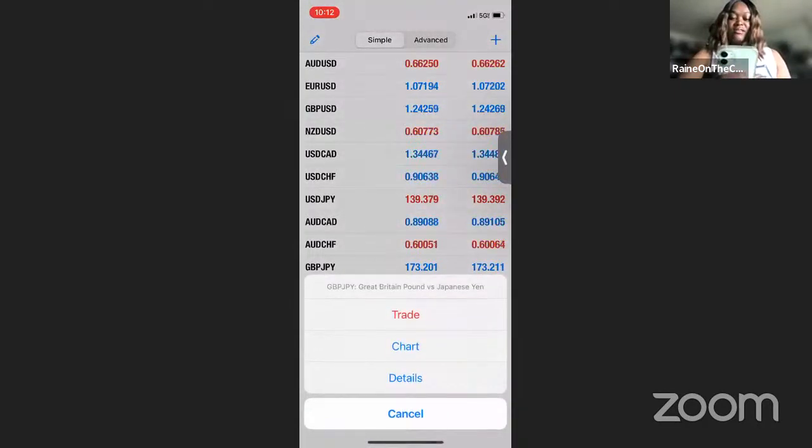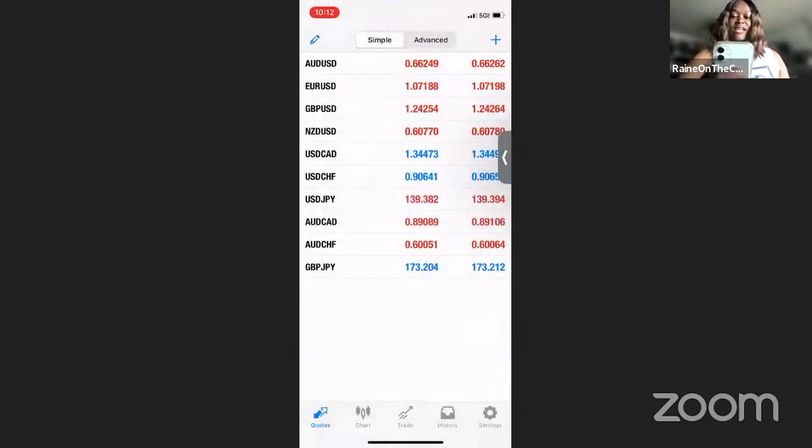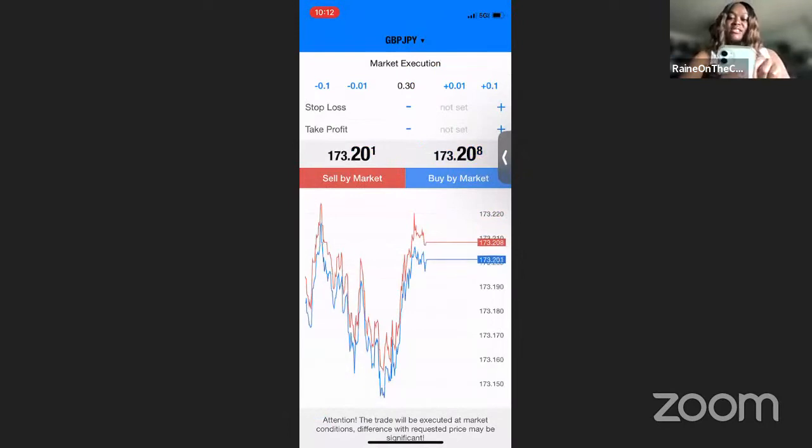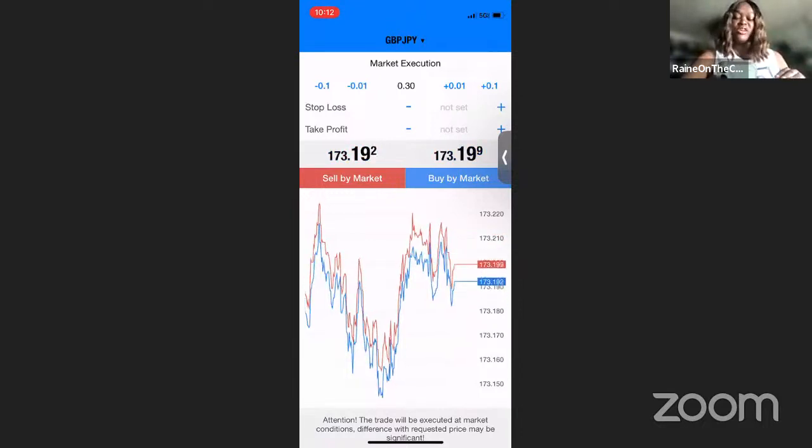So if I hit trade, that's what you want to hit. Market execution, the stop loss is there, the take profit, because market execution, as I explained in the previous video, means you're going to hit that sell or that buy button at current market price as is. You're just going to enter the trade.